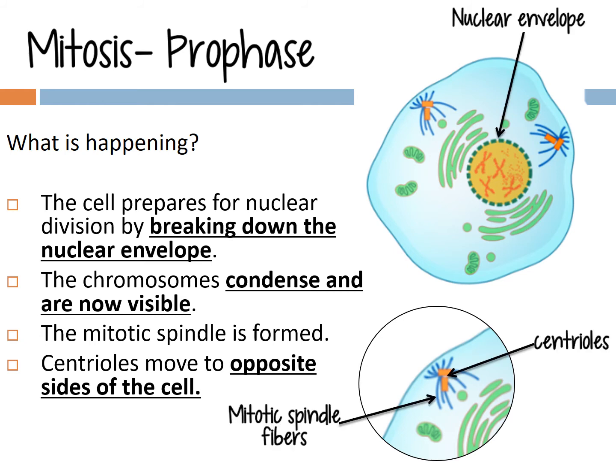All right, so on your note sheet, I want you to write the words nuclear envelope. That arrow is pointing at the dotted lines going around the nucleus. It's a nuclear envelope. It's just like the cell membrane. It goes around the nucleus. You also have an arrow pointing to the centrioles, and then you have these little mitotic spindle fibers. Combined on your paper, it kind of looks like a spider.